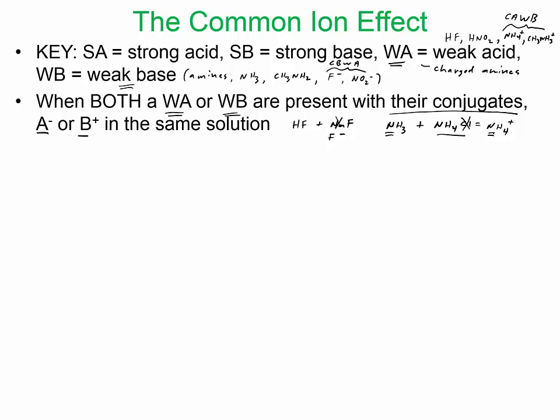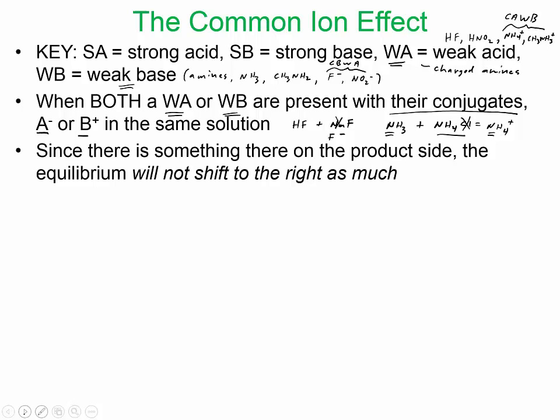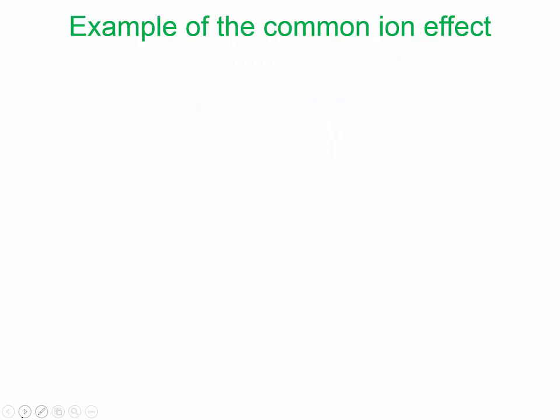If you do have a weak acid or weak base and their conjugates, then when you do an ice table, you'll see that there are not zeros on the product side. There's something there on the product side. And so the equilibrium will not shift to the right as much. Let's work an example, because I think the numbers here will actually help explain the concepts more. Let's do two examples. One should look familiar, since you've done problems like this before. And in the next example, we'll do one where the common ion is involved.